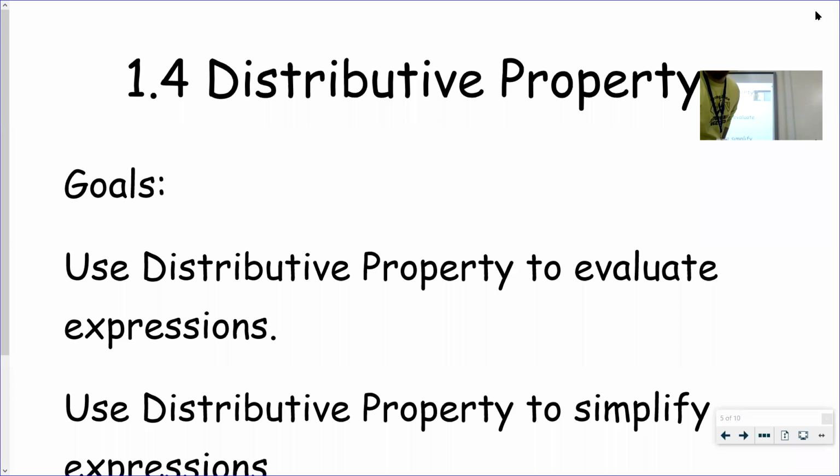All right, so we're going to look at 1.4 distributive property. We've already looked at 1.4 expressions. Now we're going to build off of expressions, and we're going to talk about what's called the distributive property. It's probably one of my favorite math properties because it's something you use a lot. This is going to be the beginning of the distributive property, and then you're going to use this a lot.